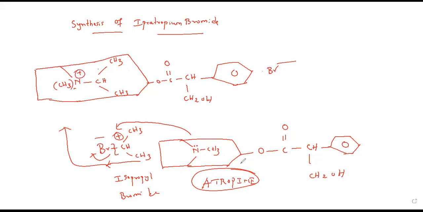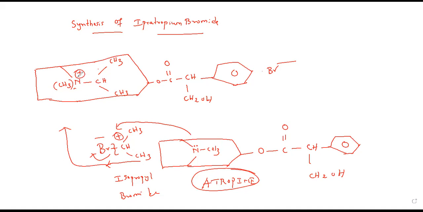Now, when atropine reacts with isopropyl bromide, as I told you, the bond will break between carbon and bromine. As bromine has high electronegativity, it will leave the reaction with a negative charge. At the same time, carbon will become electron deficient. To stabilize this carbon, nitrogen will donate one lone pair of electrons to this carbon. Therefore, this nitrogen will form a new bond with carbon like this. So this is a new bond formation between nitrogen and carbon.